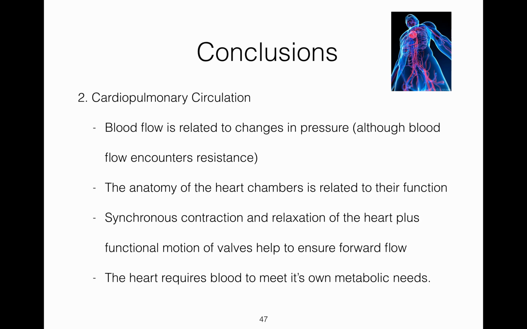Blood flow is related to changes in pressure, although blood also encounters resistance to flow. The anatomy of the heart's chambers is related to their function. Synchronous contraction and relaxation of the heart, plus functional motion of valves, helps to ensure the forward flow of blood. The heart requires its own blood to meet its considerable metabolic needs. Blood supply to the heart is via the coronary arteries.